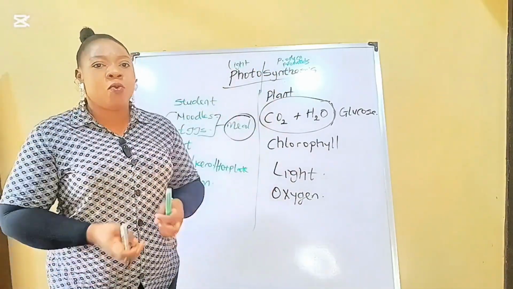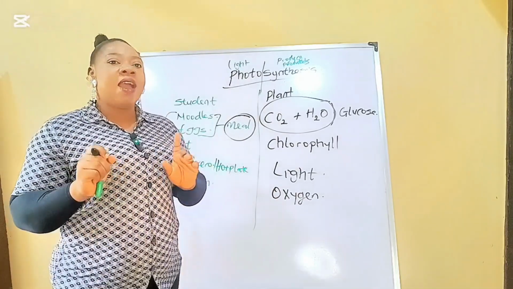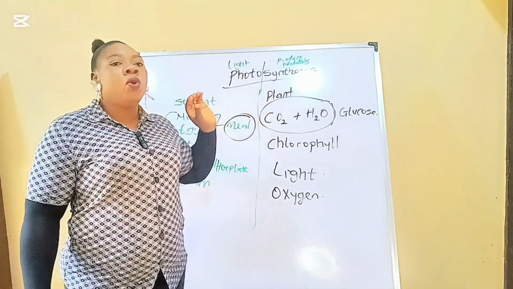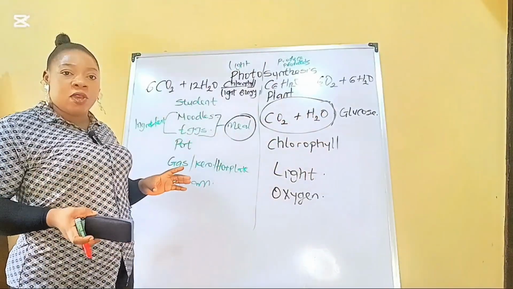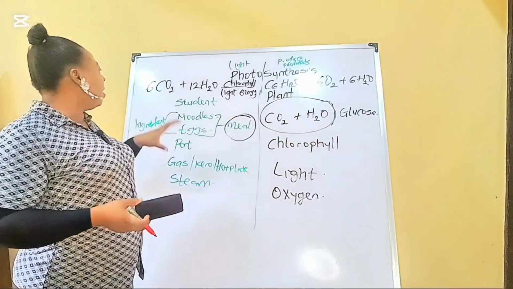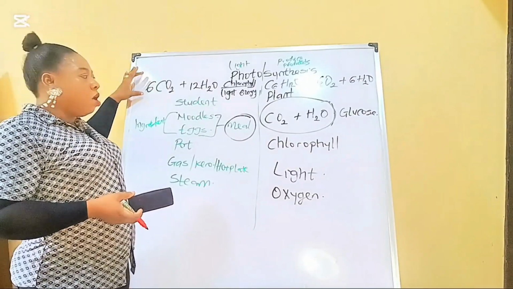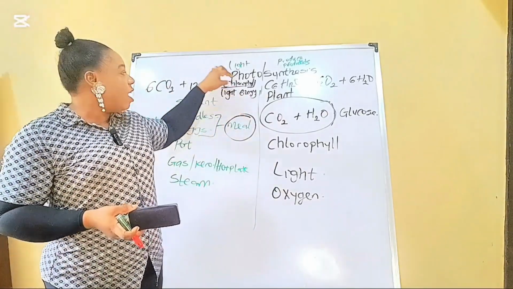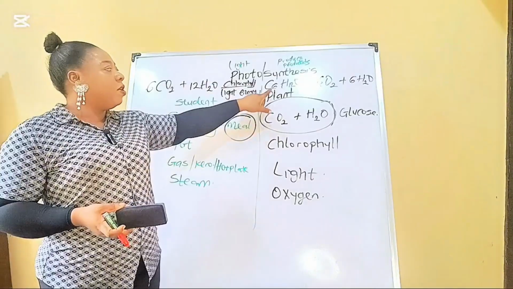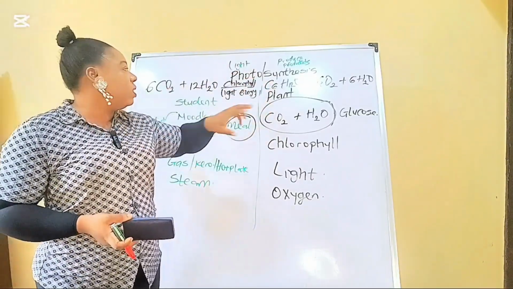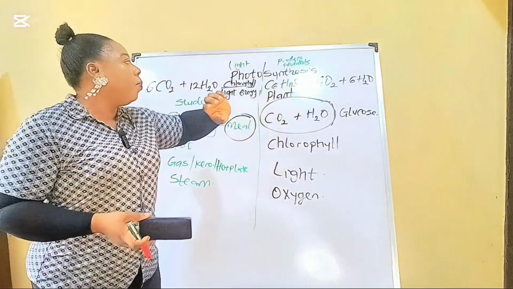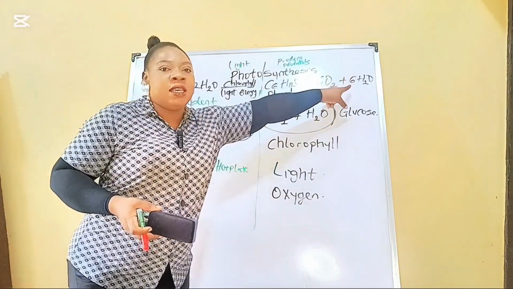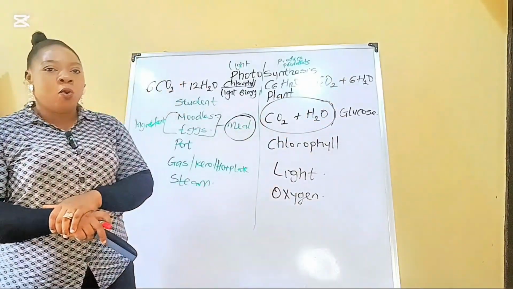The general equation for photosynthesis now is that we know we are starting with your carbon dioxide and your water. The general equation for photosynthesis is 6CO2 plus 12H2O, in the presence of light energy and also chlorophyll, to give us 1 molecule of glucose, which is C6H12O6, plus 6 molecules of oxygen and 6 molecules of water.